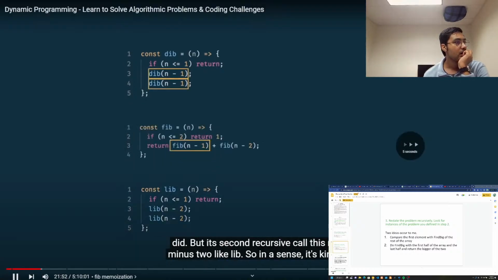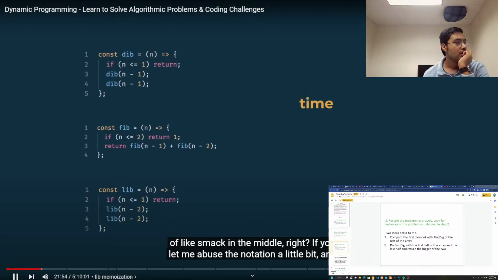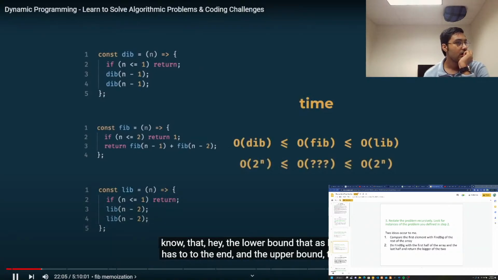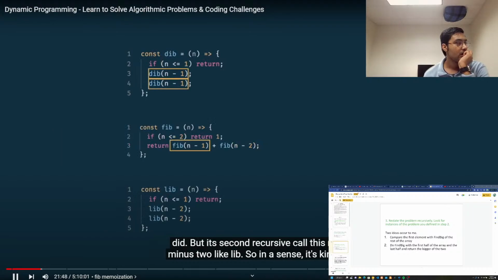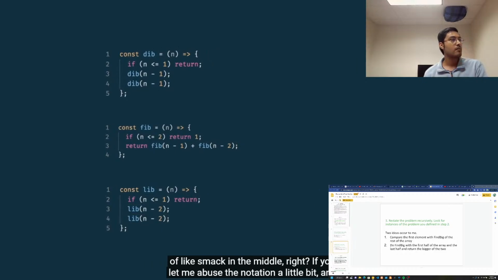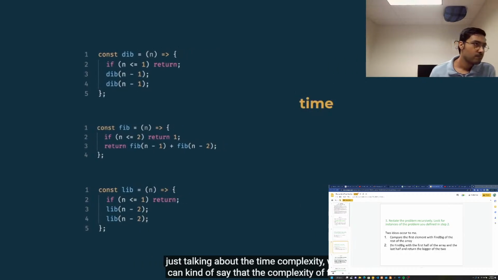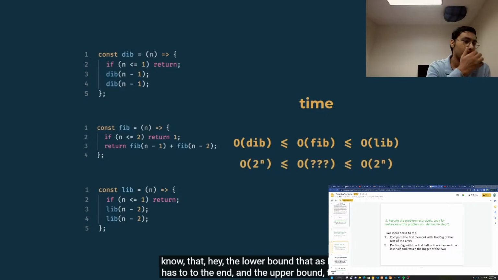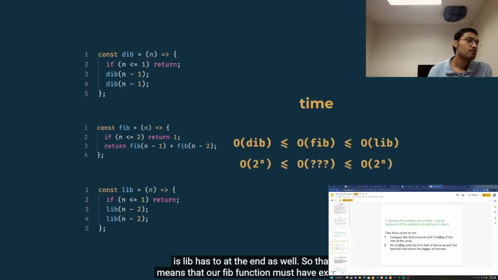Well, you could imagine a recursive call. So in a sense, it's kind of like smack in the middle, right? If you let me abuse the notation a little bit, we can say that the complexity of fib is somewhere between dib and lib, but we've already plugged in some values, right? We know that the lower bound, that is dib, has 2 to the n, and the upper bound, that is lib, has 2 to the n as well.